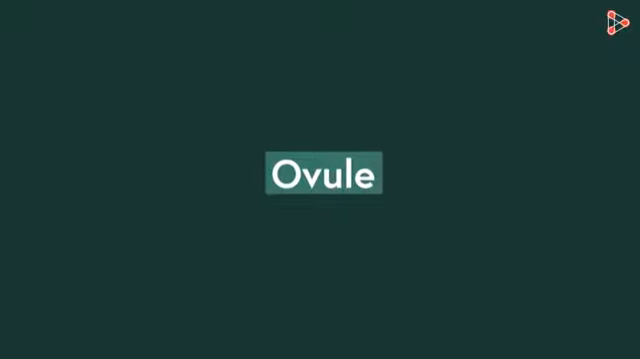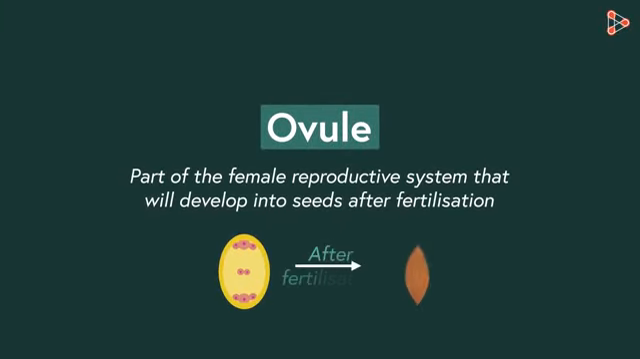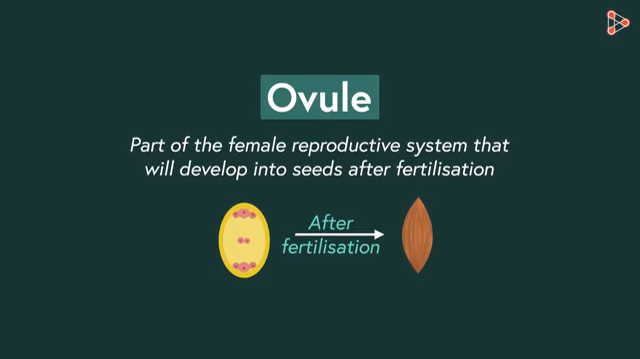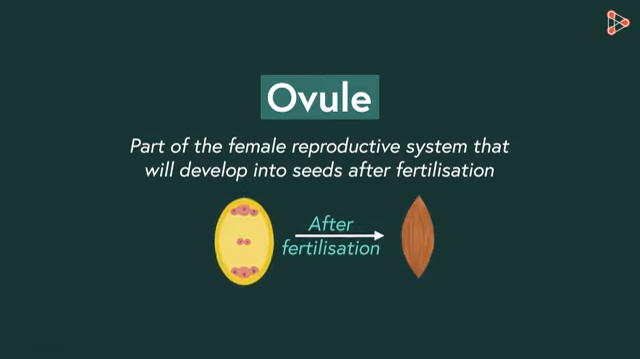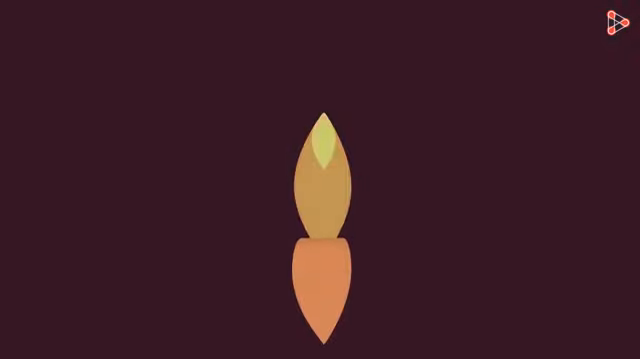What's an ovule? An ovule is a part of the female reproductive system that will develop into seeds after fertilization. This is all we need to know for now. We will get into the structure and functions of ovule in higher grades. So getting back, the ovule forms the seeds, which is nothing but a structure containing the embryo inside it.